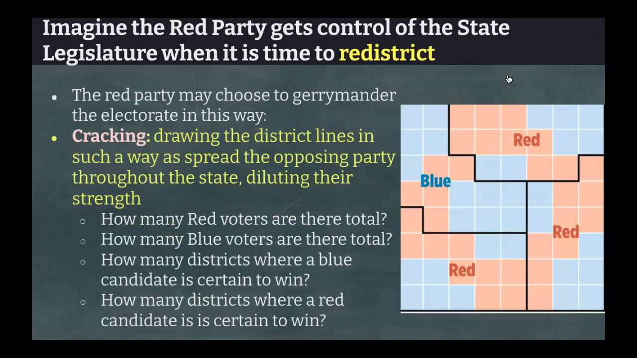Now, imagine the red party gets control of the state legislature when it's time to redistrict. The red party may choose to gerrymander the electorate in this way. Cracking, and this needs to go in your notes, cracking is drawing district lines in such a way as to spread out the opposing party throughout the state, diluting their strength.